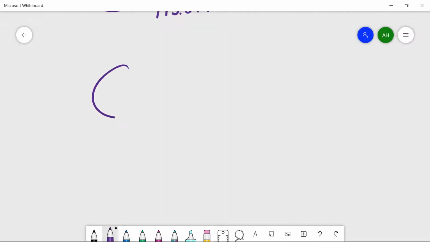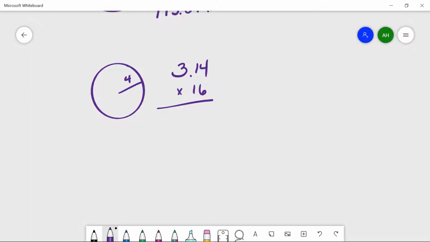All right, so let's look. If I have a circle and the radius of the circle is 4 inches, I'm going to do 3.14 times 16. Make sure you square that in there. And that's going to give me 50.24 square inches. All right, that is our area.